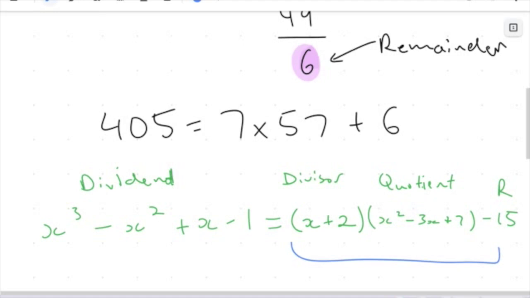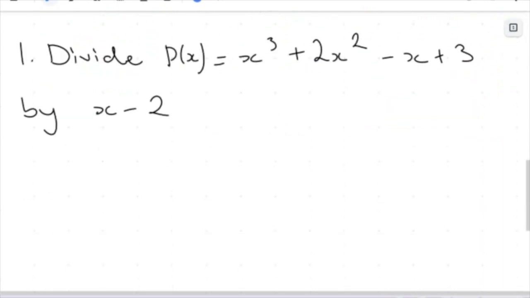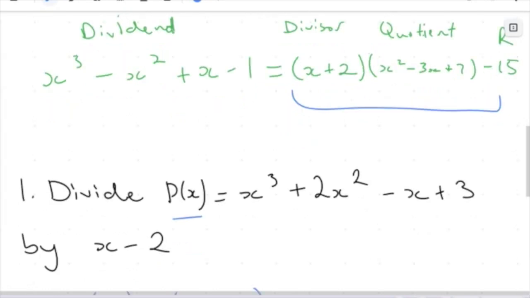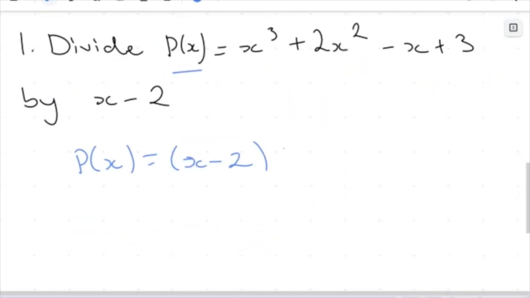Now, what you'll find with your textbooks is when we go into a question like this, divide p of x equals x cubed plus 2x squared, minus x plus 3 by x minus 2, we want to write our answer in the form of p of x, our polynomial expression over here, equals x minus 2, we have here divisor, times q of x, which is the quotient, the answer we're going to get when we divide this, plus r, where r is our remainder.